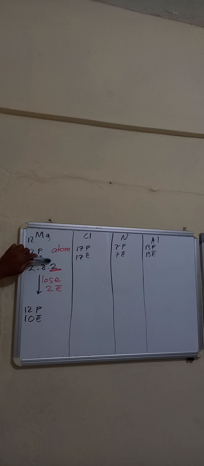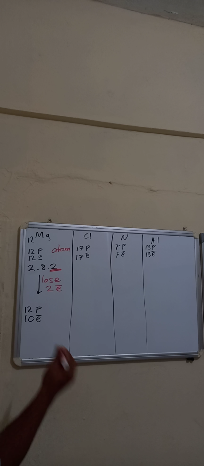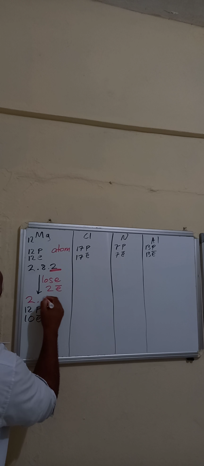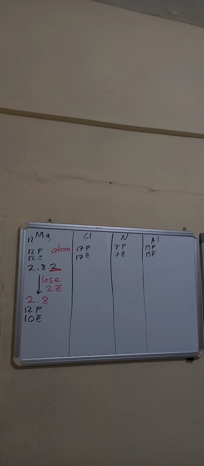Now, if it loses the 2 electrons, its new electronic configuration would be 2, 8. So you can see that if it loses the 2 electrons, it now becomes stable, because at this point it doesn't have 3 shells again, it only has 2. And that second shell has the maximum amount of electrons, which is 8. So by losing these electrons, the atom becomes stable, and it's no longer an atom at this point, it is now an ion.